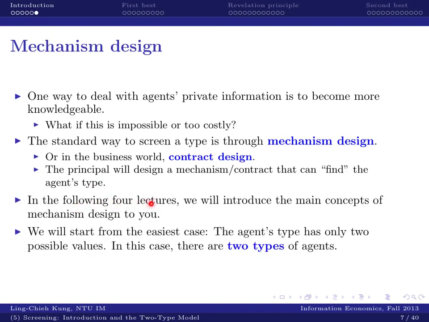So in the following 4 lectures, we will introduce the main concepts of mechanism design to you. We will start from the easiest case. In this lecture, we will discuss the case that the agent's type has only 2 possible values. There are 2 machines. There do not have 3 machines or 4 machines. There are only just 2 machines. In this case, we say there are 2 types of agents. One type having the efficient machine, the other type having the inefficient machine, something like that. We will focus on 2 type problems in this lecture.